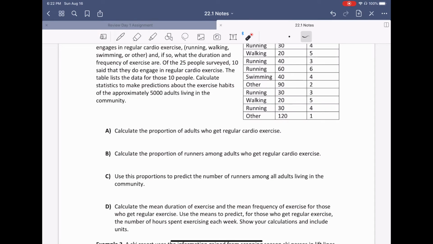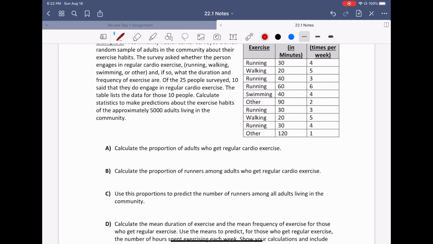For example, A, it says calculate the proportion of adults who get regular cardio exercise. Well, based on the data here, we know that we surveyed 25 people and 10 said that they engage in regular cardio exercise. So that means we have 10 people engaging in cardio exercise out of the 25 people surveyed. So if we simplify this, we can simplify down to 2/5, which is the same as 0.4. Turning it into a percentage, we know that 40% of adults get regular cardio exercise.